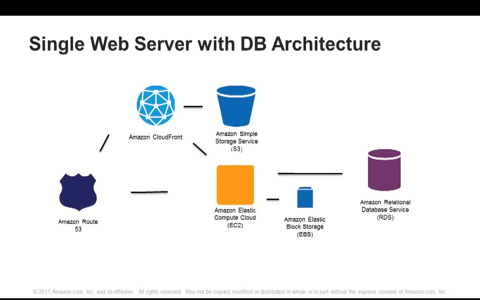And so we're going to move on to the next architecture, where now we're adding a relational database, and we're doing this with Amazon RDS. If you're not familiar with Amazon RDS, it's a managed database service. We handle backups, we handle patching, we handle some of the other database administrative tasks that you may need to take on.